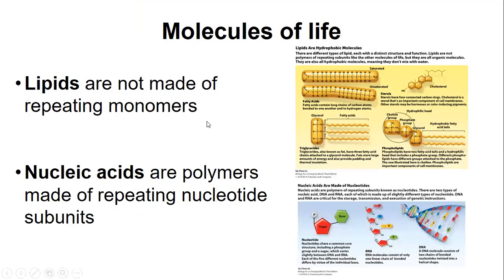So here, let's take a look at lipids. Lipids are not repeating monomers. They are not like carbohydrates. They don't have a bunch of Legos, all the same Legos bonding. They're not like proteins. They're different. So let's take a look at some of the differences between them.